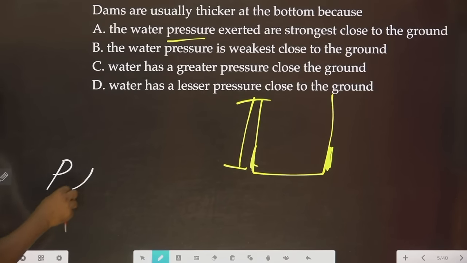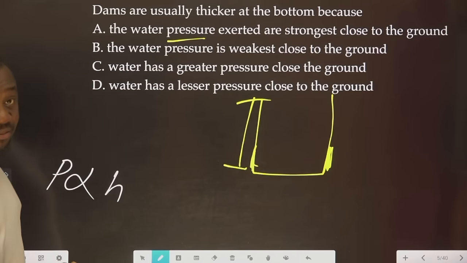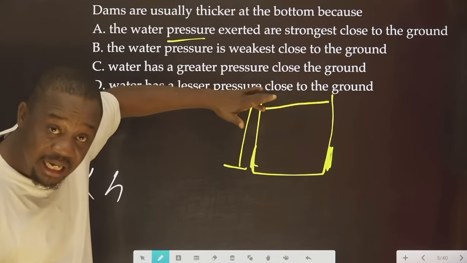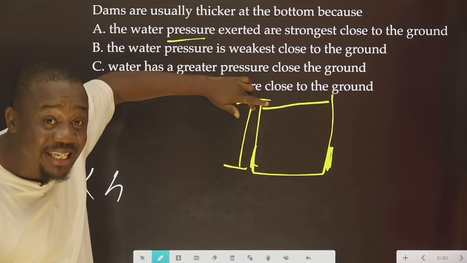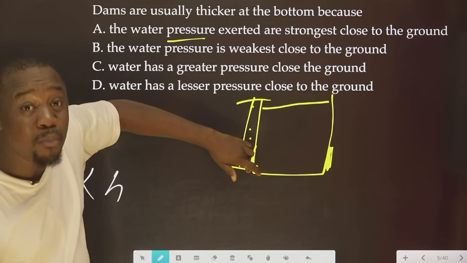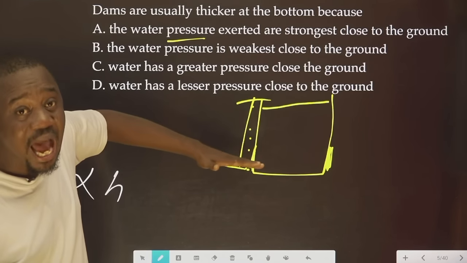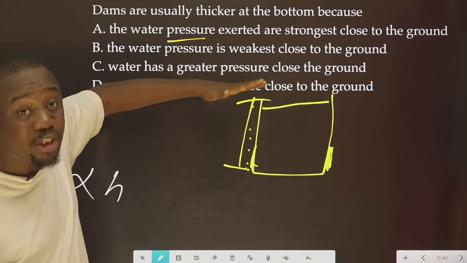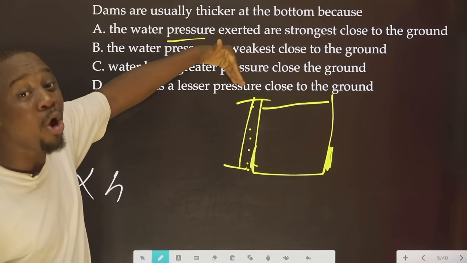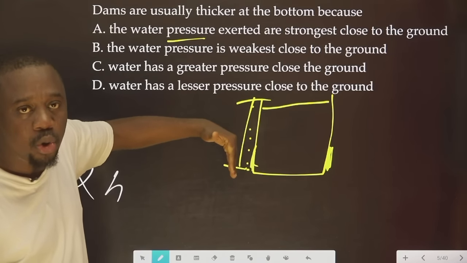Pressure is proportional to depth. So this H now is our depth. It means that if you fill here with water, the pressure will be less here. The more you are going down, it will be increasing. But pressure is inversely proportional to the height. It means as you are going up, the pressure will be reducing, while the height is increasing. But when you are coming down, the pressure is proportional to the depth.